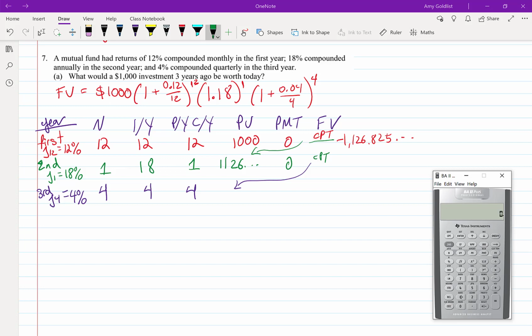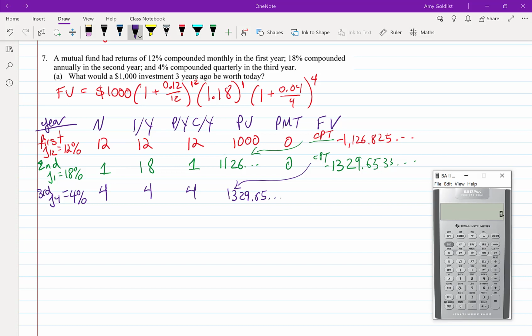So now let's clear and start at the beginning. N is 1. IY is now 18. PYCY is back to 1. Present value I did. Payment I don't have to put in 0 every time, but I like to. And I go compute future value, and now I have negative 1,329.65. I like to make it positive by just pressing that plus minus button, and then I'm going to press present value. What I've done now is store this in my present value.